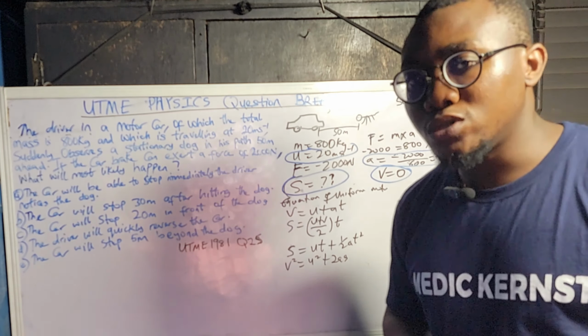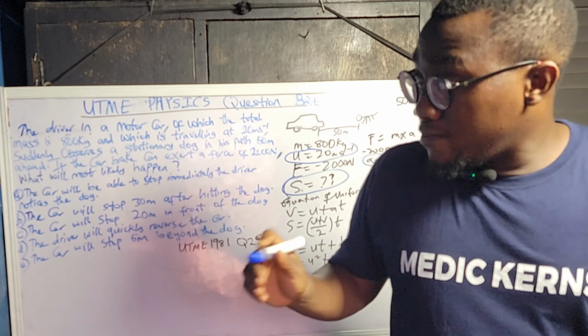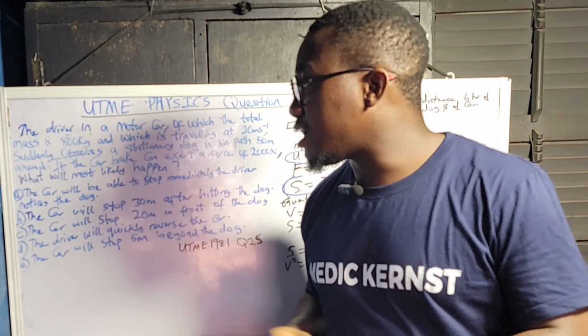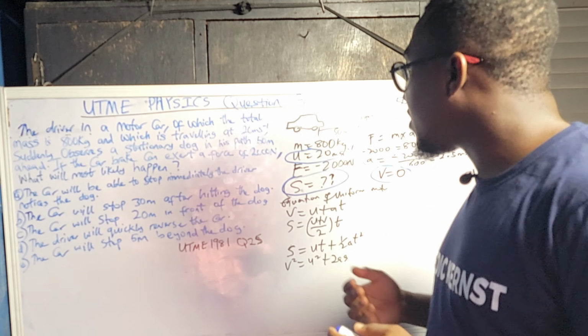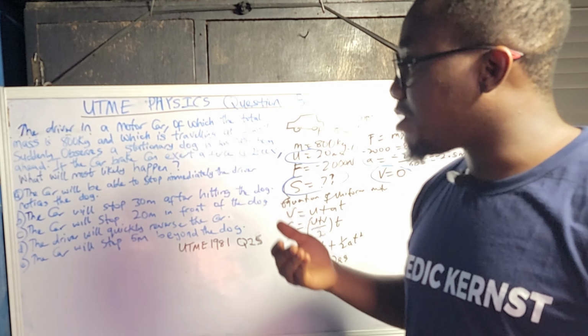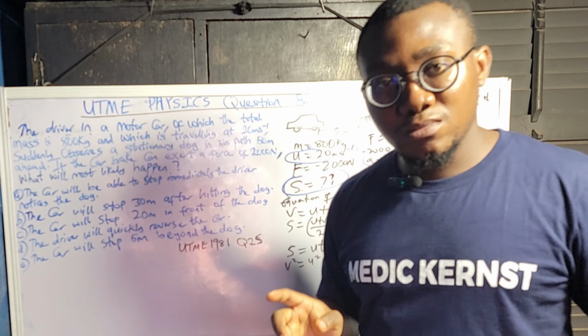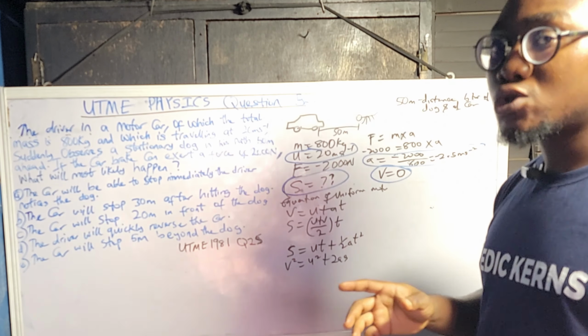So now the next thing you do, since you've written out all the formulas for equations of motion: the first thing you did was to draw a diagrammatic representation of the question. After that, you write out all the parameters. After writing out all the parameters, you understand which topic this question is from. And after identifying the topic, then you write out some formulas that you may need.